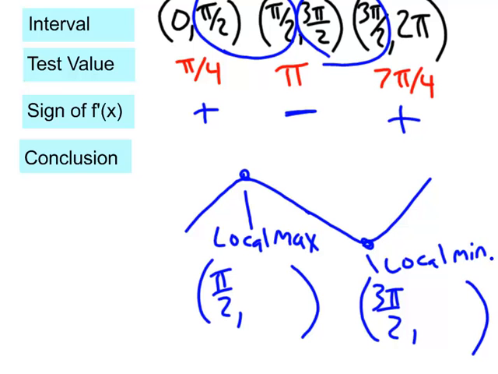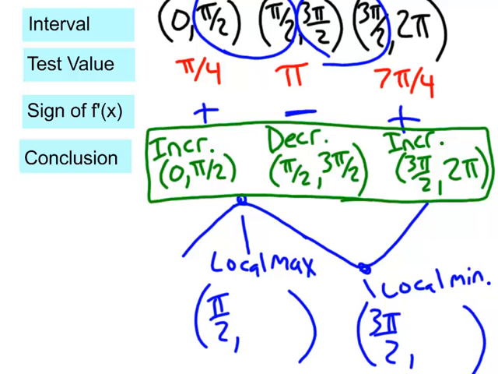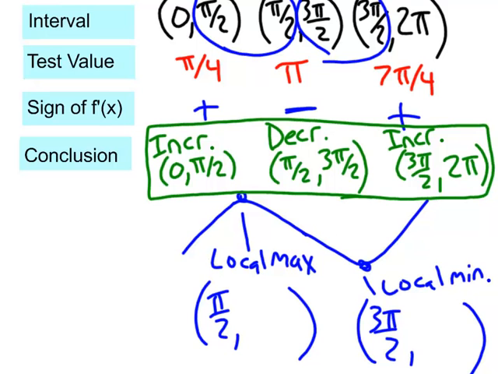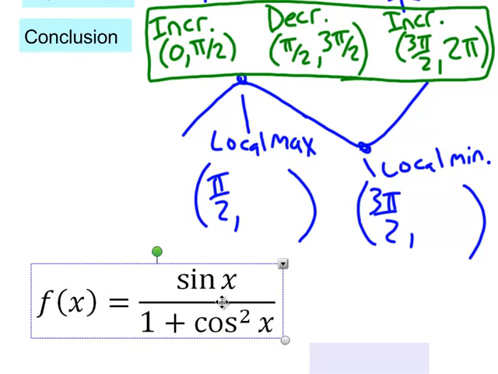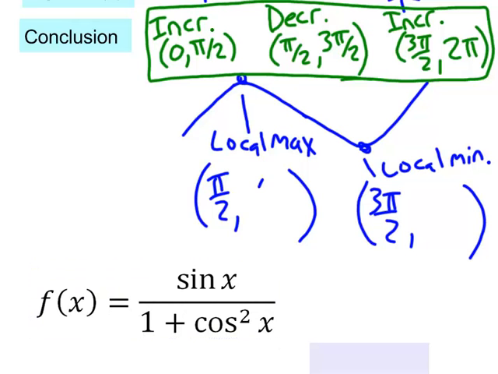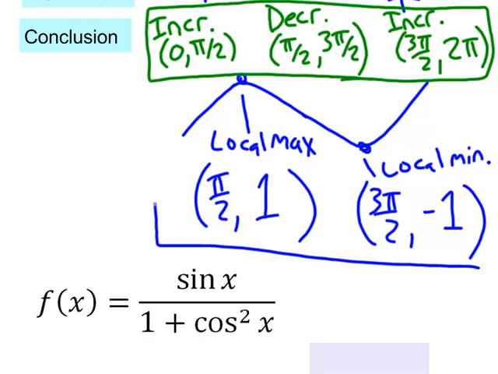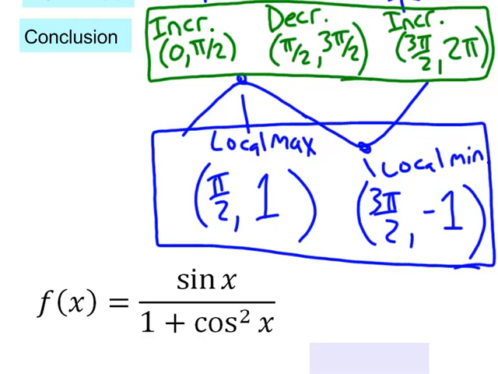Oops, I almost forgot that we're supposed to specify the intervals of increasing and decreasing. So there you have it, summarizing what we previously discussed here. And if I were to plug those values back into this original function, I would get a 1 here and a negative 1 here, and those would be my extrema.